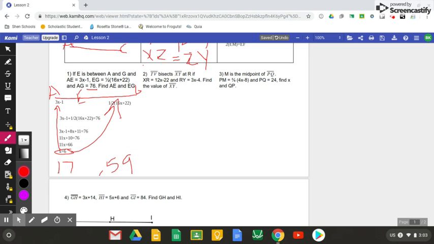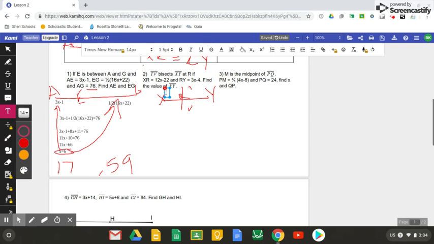All right, next one. I got TV, which bisects XY. So here's TV. This is XY. They bisect at R. I know my pictures are not perfect, so I don't expect yours to be. I got XR is 12x minus 22. RY is 3x minus 4.